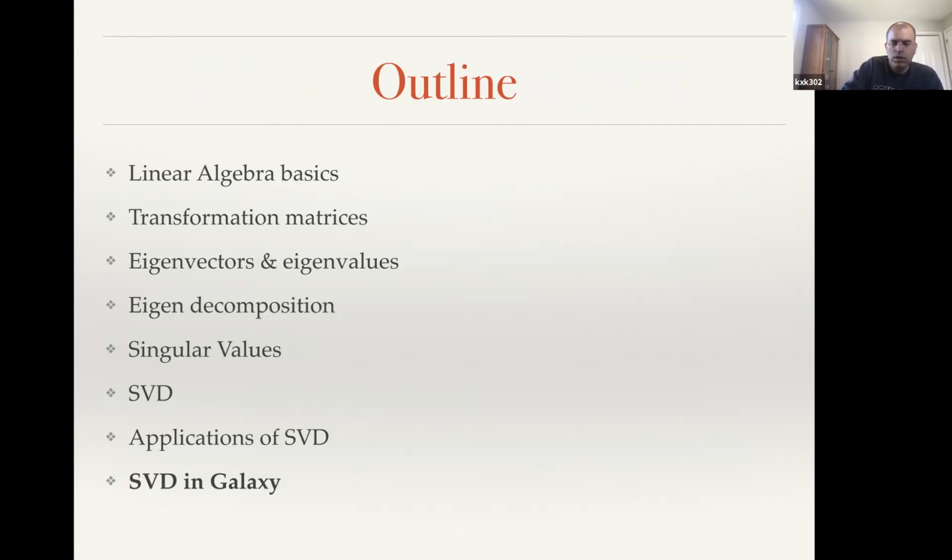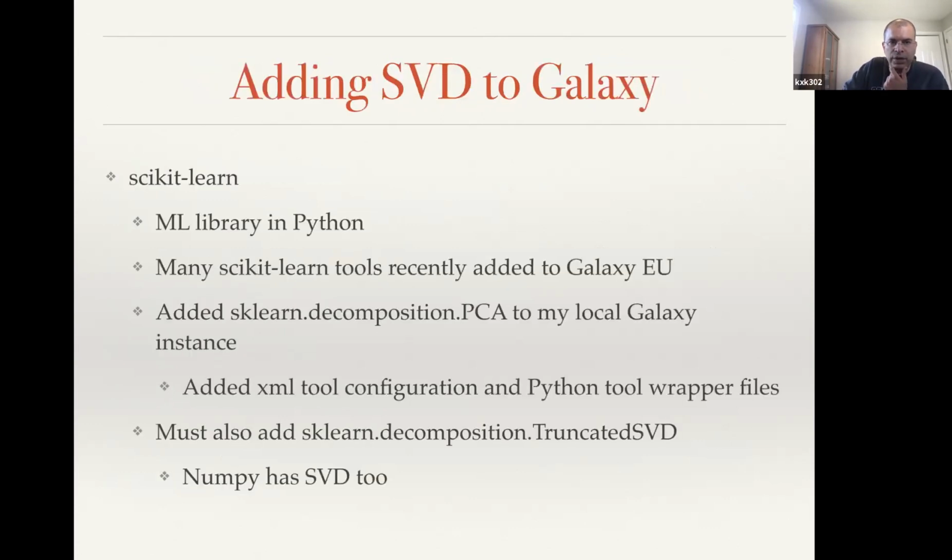So, getting singular value decomposition in Galaxy: there is a Python library called scikit-learn. It's a very nice machine learning library written in Python. And there's an effort by, I think, Galaxy EU and Oregon, to add many of the tools available in scikit-learn to Galaxy. A couple of weeks ago when I checked, there was an issue in Galaxy Europe in terms of using PCA, which is a variant of singular value decomposition.